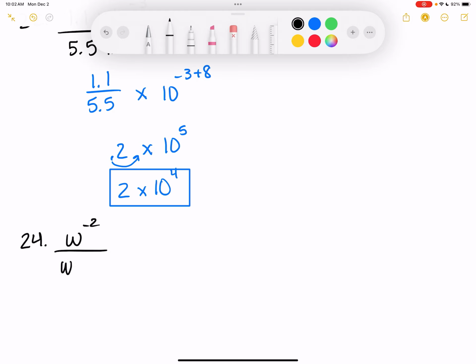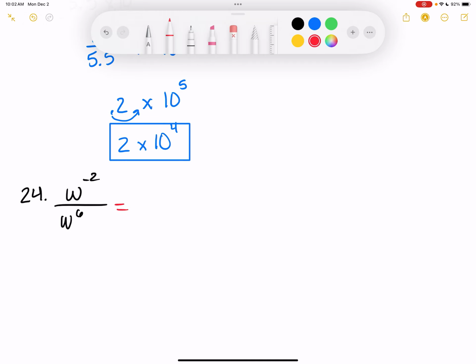All right. 24. W to the negative 2 over W to the 6th. Hey, at least we have the same base. Put it where it ain't, make it positive. So what do I need to do? Move it to the bottom and make it positive. So what do I get when I do that? 1 over W to the 8th. So we don't have to show the step of 6 plus 2. Once you've done the ones with the numbers, I don't care.